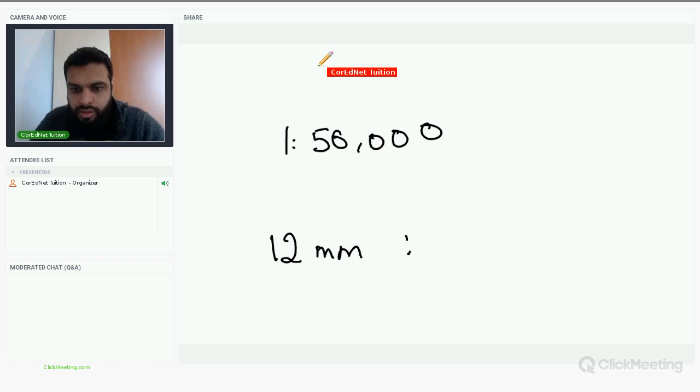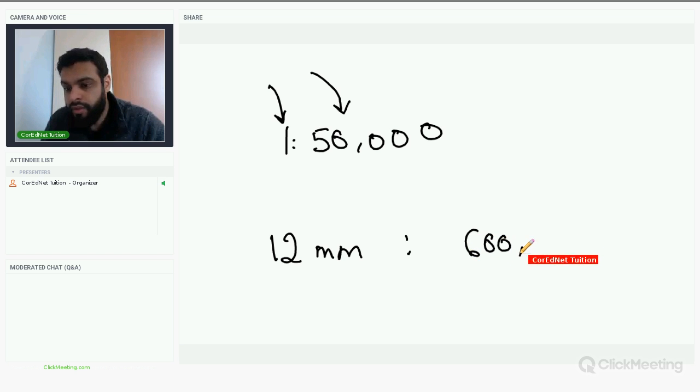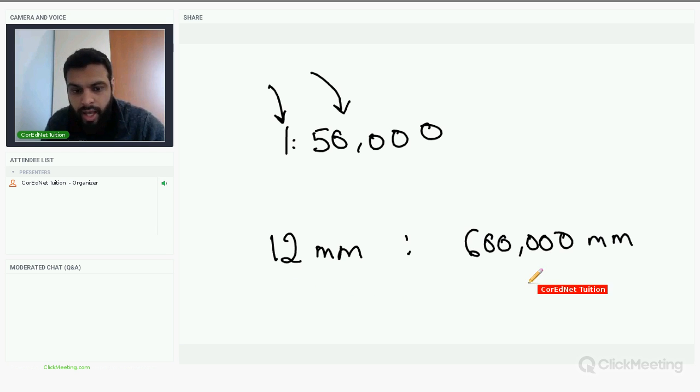So you can see you need to multiply that by 12, it's like a ratio. If on your map you've measured 12 millimeters, in real life that's going to be 600,000 millimeters. So well done, Maheen. How much would that then be in meters?